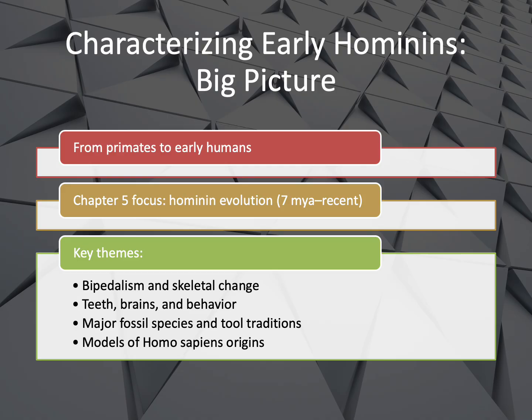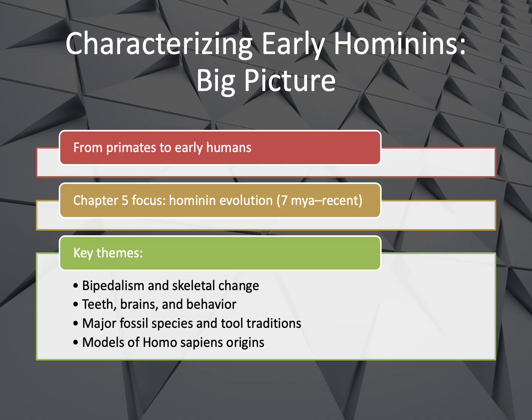This chapter is doing a few things at once, and I want you to have those goals in mind right from the start. First, it asks, what makes a hominin a hominin? In other words, what specific anatomical and behavioral traits distinguish our lineage from other great apes? Second, it walks you through the major evolutionary trends that show up time and time again as we move from the earliest possible hominins to later members of the genus Homo.